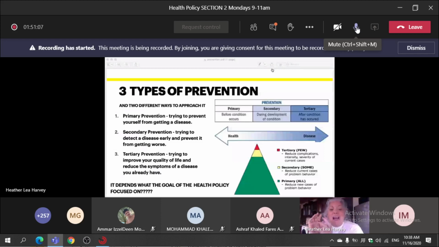Okay. I am talking about screenings and I'm talking about treatments. Now, why am I spending time talking about this? Because I want you to understand the difference between these tied to prevalence and incidence. Okay. The third type is what we call tertiary prevention.